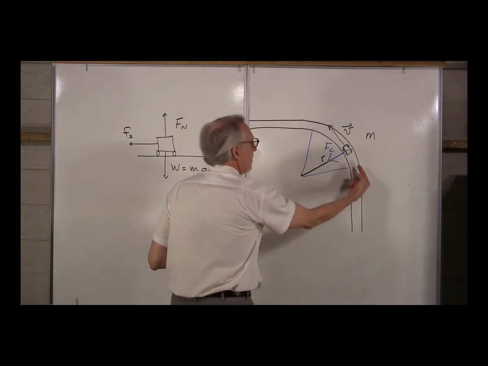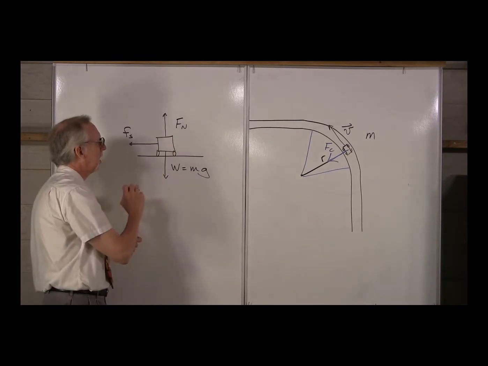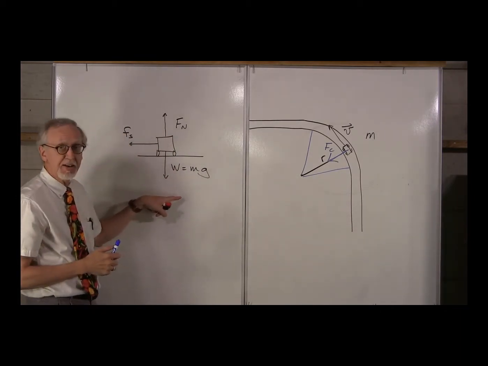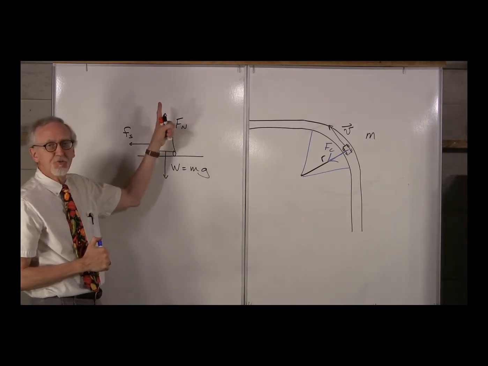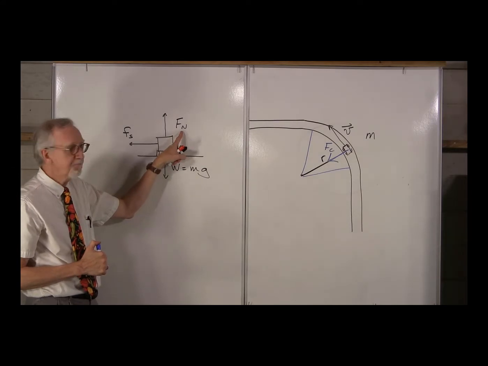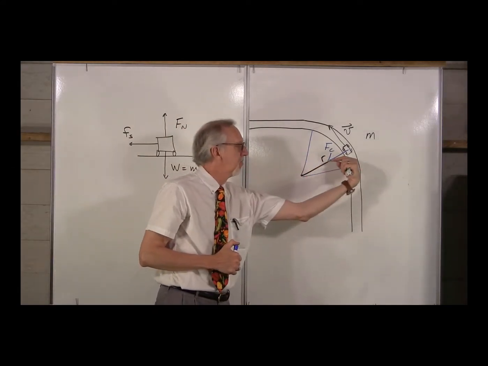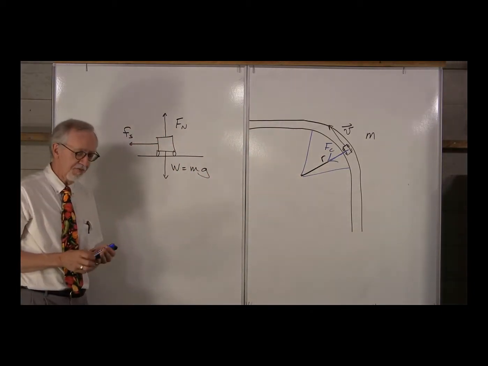Looking at the car from behind, we've got a picture that looks kind of like this. Here's the car. The forces that are acting on it are the weight, which is straight down with a magnitude of mg, the normal force, which is straight up, which is F sub n, and the frictional force, which is toward the center of the circle, which in this diagram would then point toward the left.